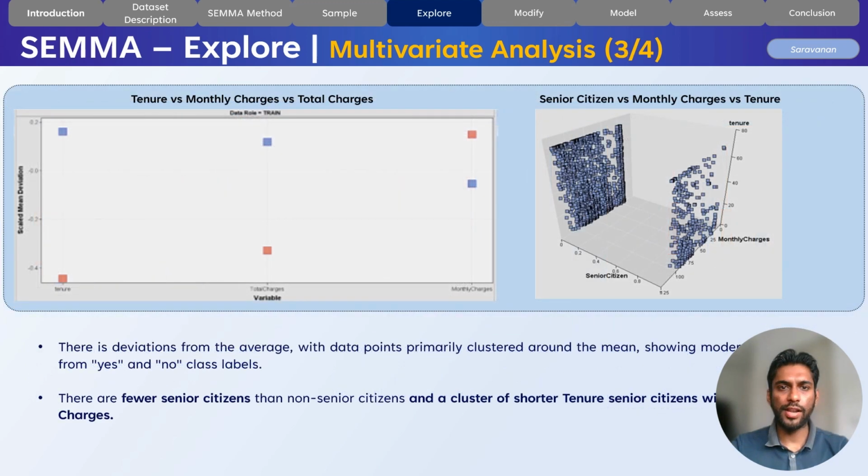Our analysis provides a critical insight into churn prediction. The charts show that there is a variation in customer tenure and billing, with most customers having moderate deviation from the average monthly and total charges. This suggests that while there may be a general pattern in customer spending, individual behavior does vary, which could impact churn.